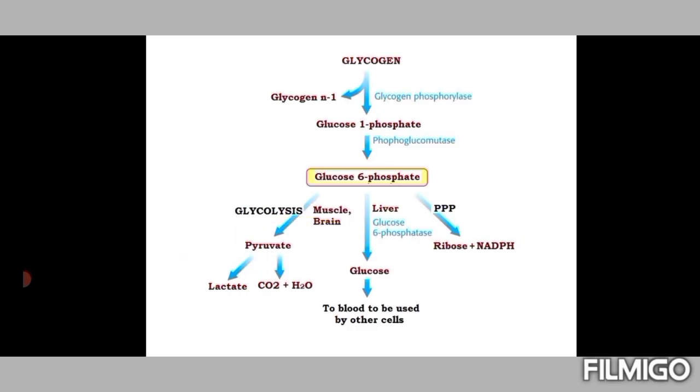Now, before we go on to see the actual breakdown of glycogen, glycogen when broken down will give glucose 1-phosphate, then glucose 6-phosphate, and this glucose 6-phosphate is a metabolic junction from where we can go to glycolysis, or we can produce glucose and distribute it to cells, as happens in liver. Or the glucose 6-phosphate can also be utilized for PPP, that is the hexose monophosphate pathway, HMP pathway or PPP pathway, to produce ribose and NADPH.